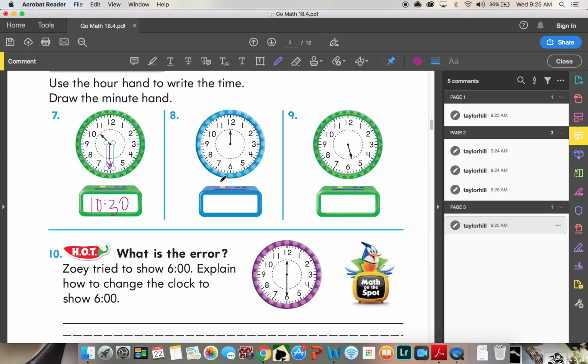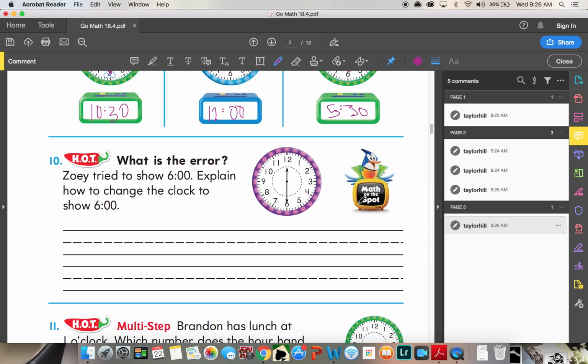Okay, number 8, the hour hand is pointing to the 12, so we're going to make the minute hand point to the 12 as well, and we're going to make it 12 o'clock. All right, number 9, the hour hand is in between the 5 and the 6, and the minute hand is going to be pointing to the 6, so it will be 5:30.